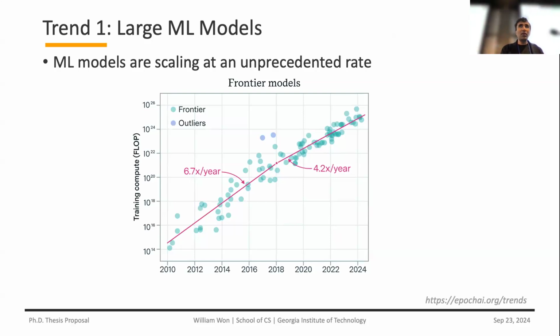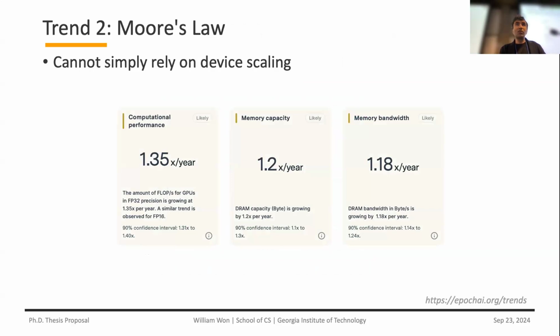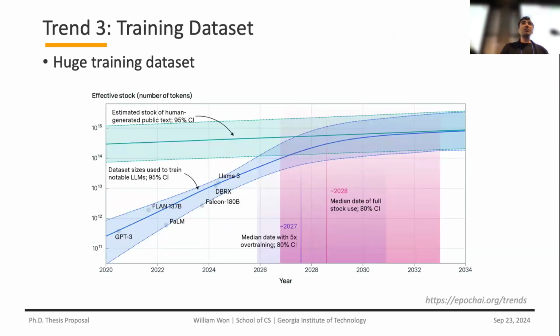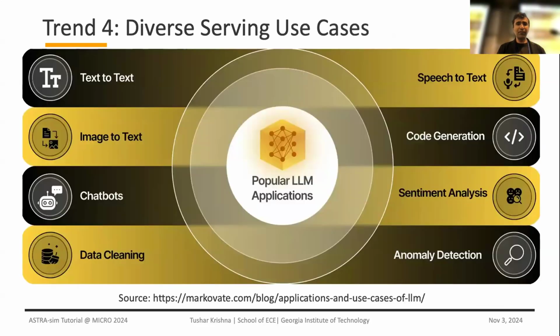One is large ML models. Of course, we've seen versions of charts like this, models that are scaling at an unprecedented rate. Moore's law has stagnated, so we can't simply rely on device scaling. So compute performance is only going up at about 1.3x per year. Memory capacity and bandwidth also at about 1.2x per year, right? There are large training data sets, especially for many of these frontier models, that demand a lot of memory capacity, as well as correspondingly lead to high amounts of compute.